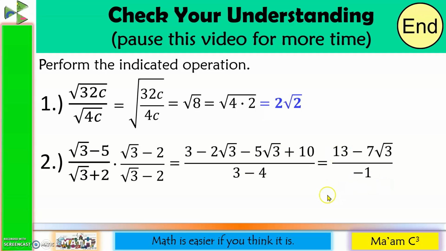So this will be negative times the quantity 13 minus 7 square root of 3. Let us distribute the negative. So it will be negative 13 plus 7 square root of 3.